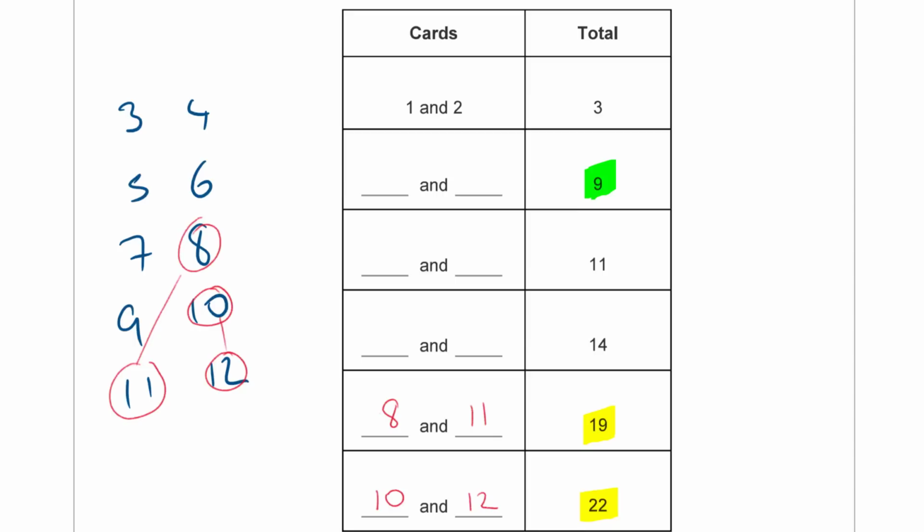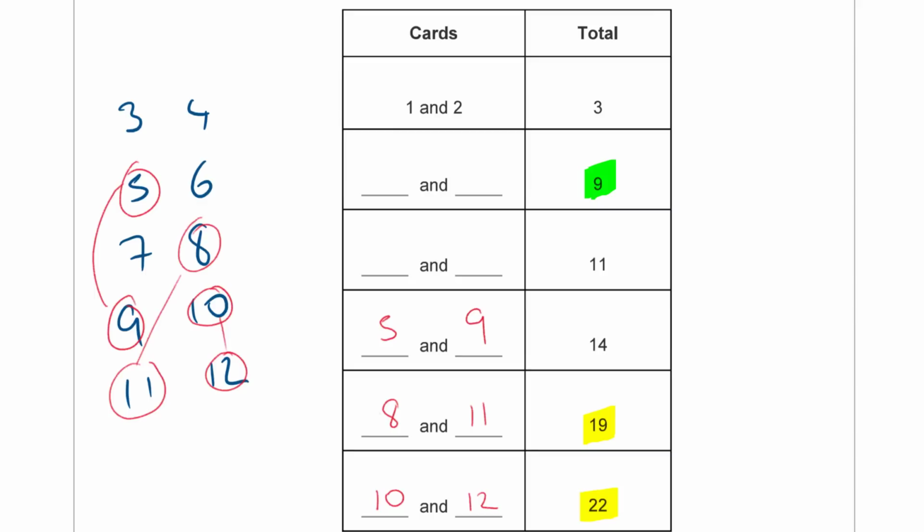14, what pair is going to make 14? I could use the 9 and the 5, that's a possibility. Can I use the 7 and anything? Nope, 7 and 6 makes 13, and everything else is lower than that. So it's going to have to be the 9 with the 5. So 5 and 9 go in there.